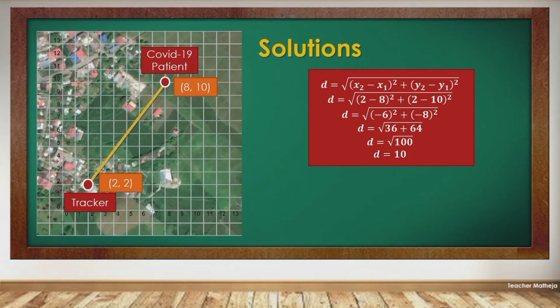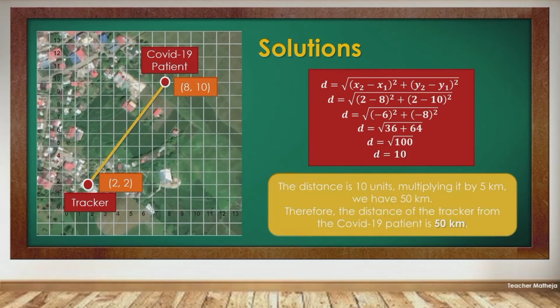But remember that every grid, for each unit on the grid, is equivalent to 5 kilometers. Just multiply 10 units by 5 kilometers, we have 50 kilometers. Therefore, the distance of the tracker from the COVID-19 patient is 50 kilometers. So that's how we solve problems involving distance formula.